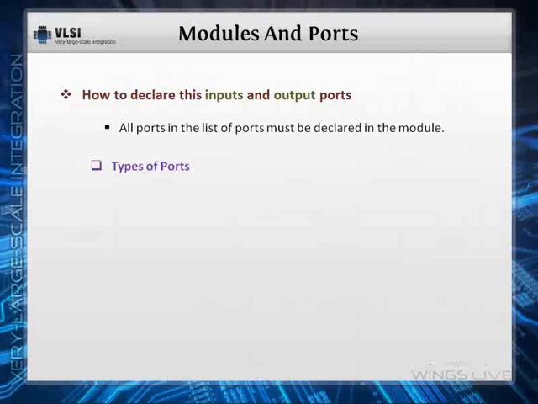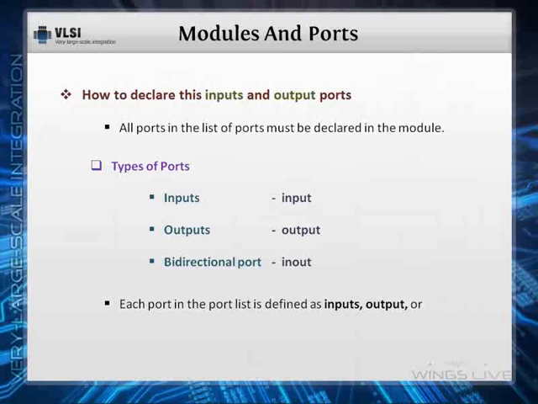Now, we've got 3 types of ports. They are input, output, and bidirectional port. We have a keyword for each type. For input port, the keyword is input. For output, as you can guess, it is output. And for bidirectional, well, that's in-out. Each port in the port list is defined as input, output, or in-out based on the direction of the port signal.